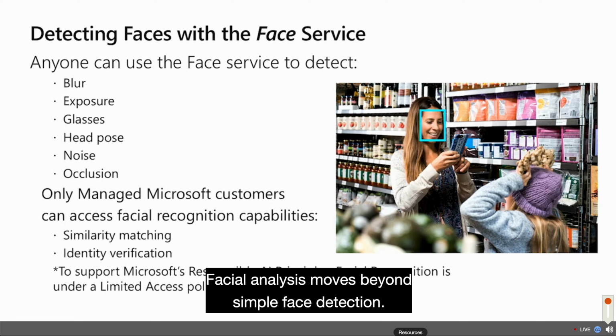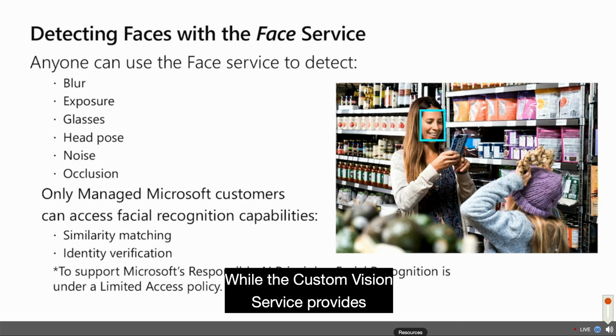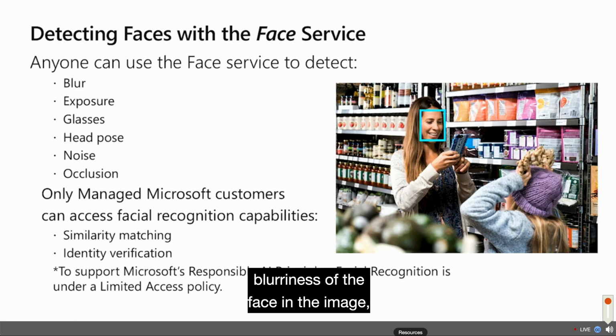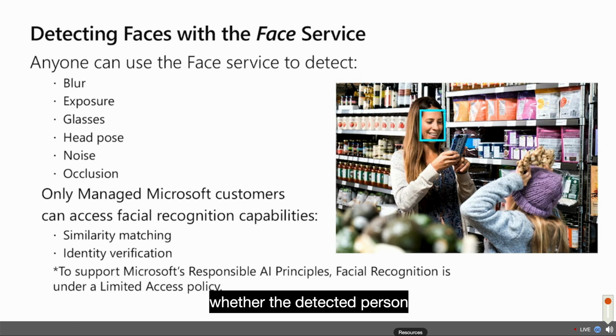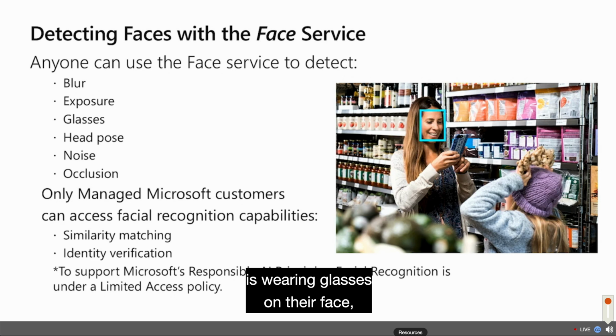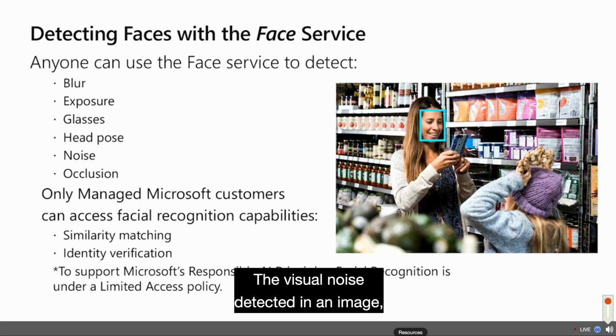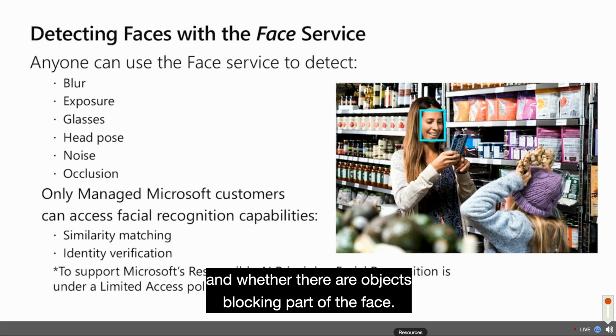Facial analysis moves beyond simple face detection. While the custom vision service provides some basic face detection and analysis, the face service offers additional capabilities, including detecting certain attributes of the face, such as the amount of blurriness of the face in the image, the exposure of the face, whether the detected person is wearing glasses on their face, the 3D orientation of that face, the visual noise detected in an image, and whether there are objects blocking parts of the face.